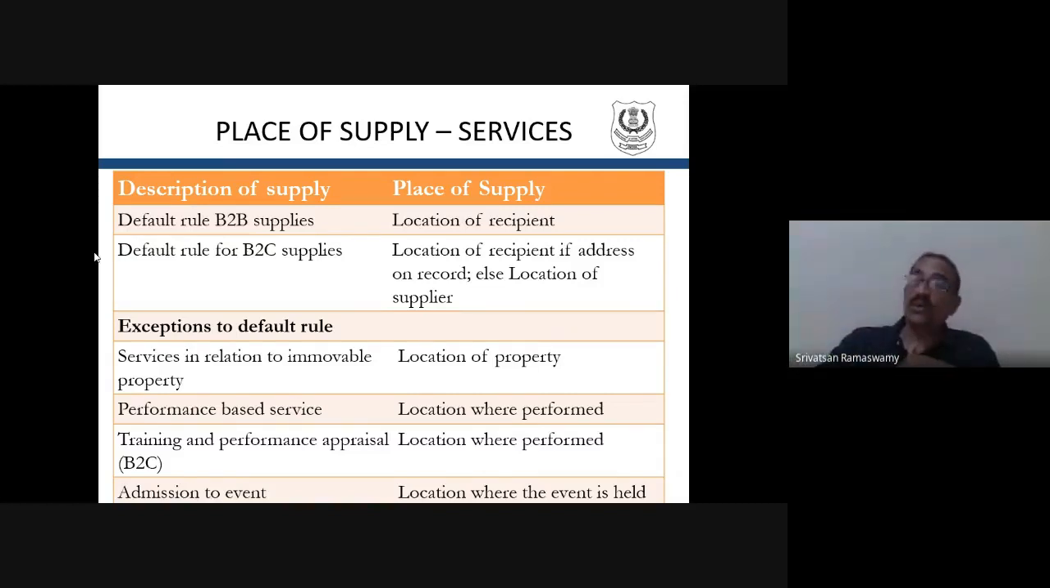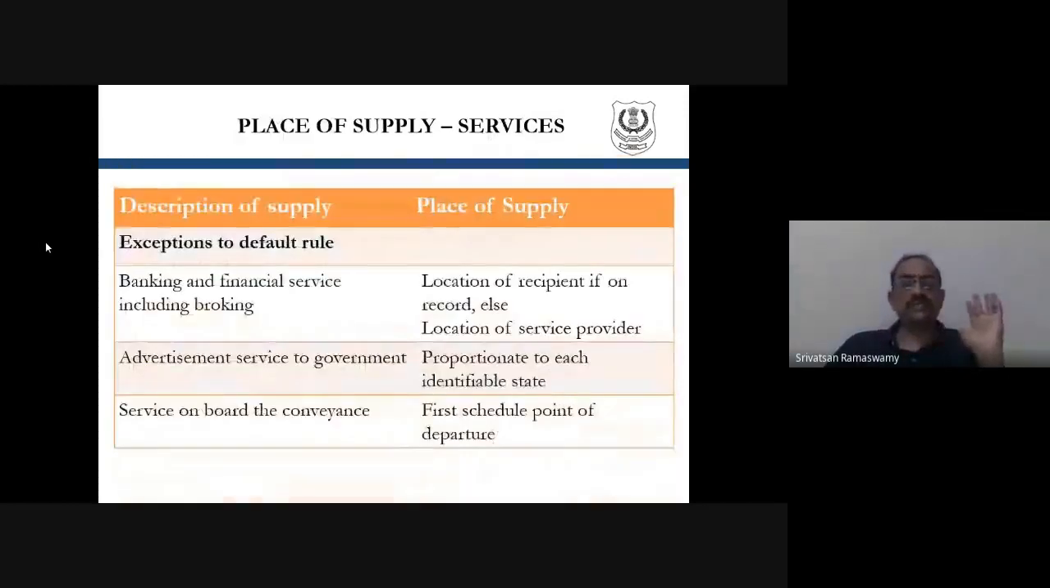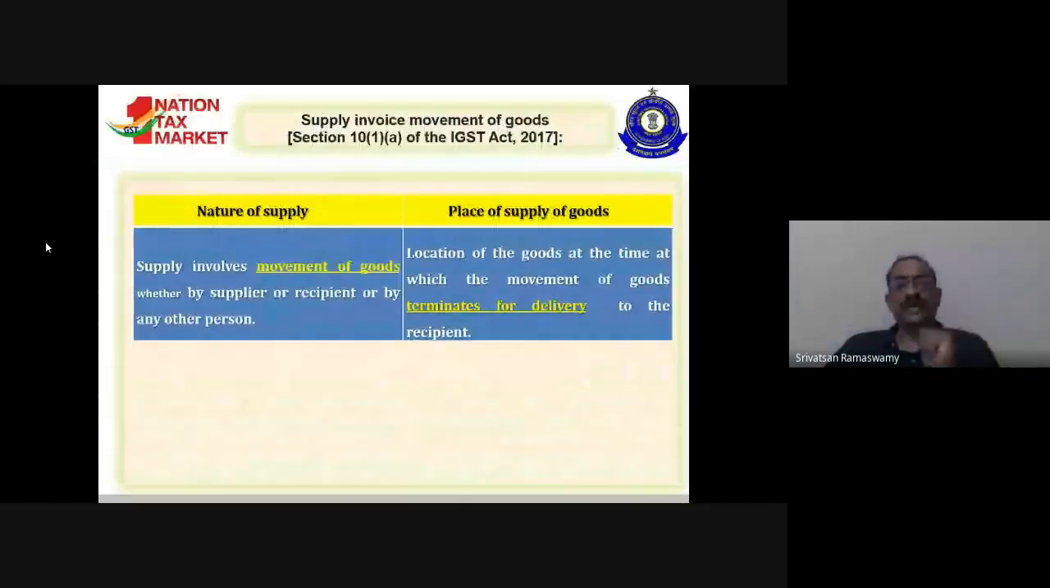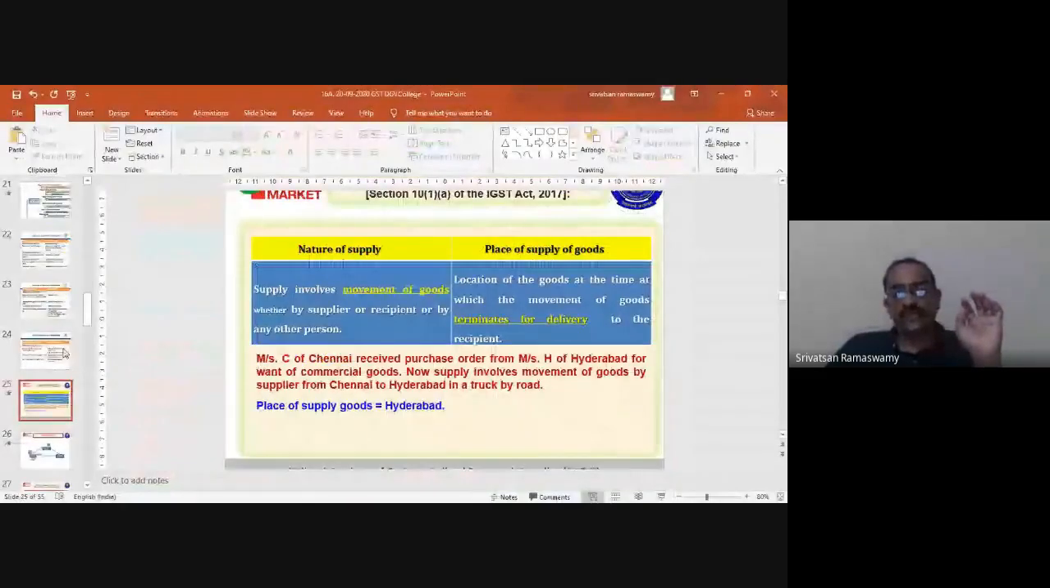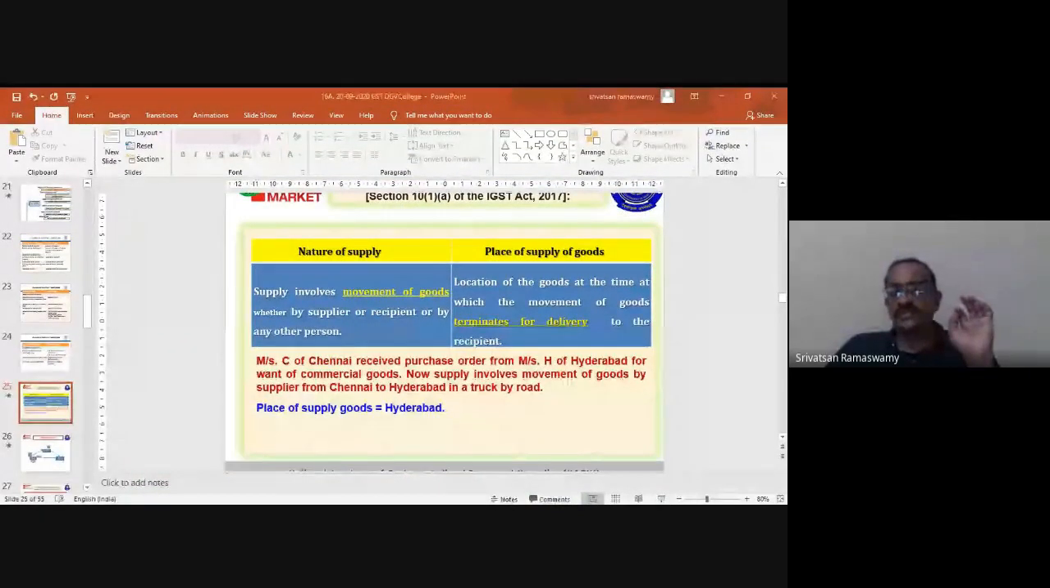But if I don't know where the person is located, then the place of supply is the location of the supplier, me, and it becomes an intrastate transaction from Chennai to Chennai itself, right? So I will go to the examples straight away instead of wasting time. See, I hope you have understood the importance of place of supply. If you say yes, I will proceed further.